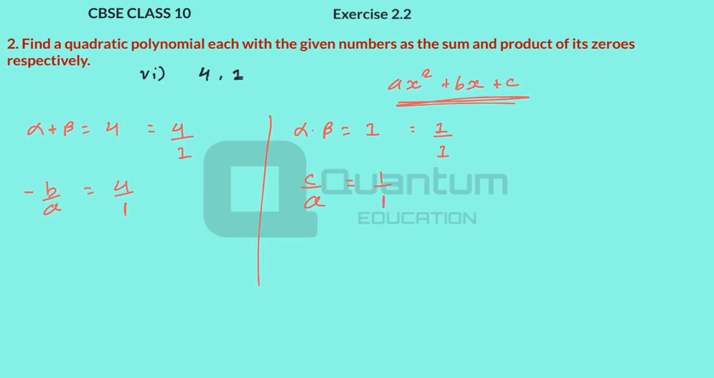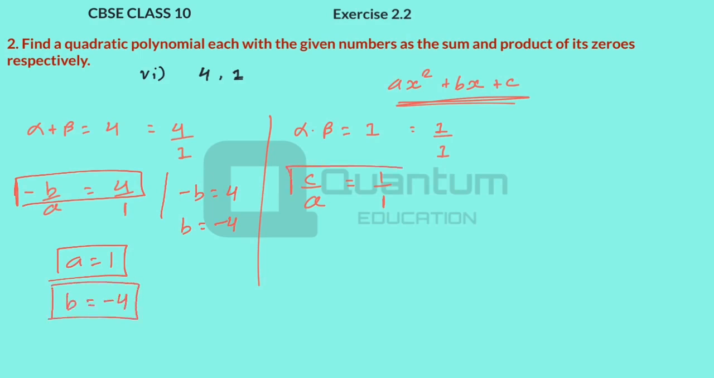Now see here, a equals 1. Similarly here also a is equal to 1. So the final value of a is 1. Now minus b is equal to 4. Minus b equals 4. So b is equal to minus 4. This is the final value of b.